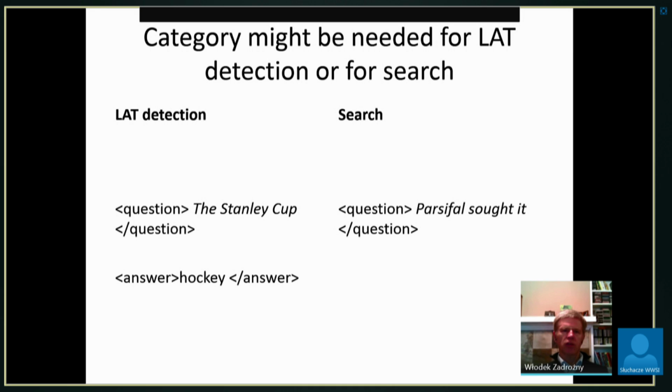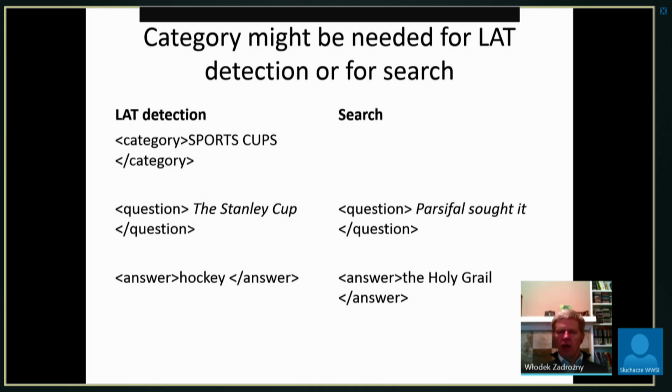So let's look at the categories here. The answer for the first question is hockey, and obviously what the question asks is a sport. So the sport cups, the cup is redundant, so something related to sport is the lexical answer type. In the second question, the answer is the Holy Grail, and the category helps us find the answer. It has the word holy not only there, but it's also emphasized with the quotation.